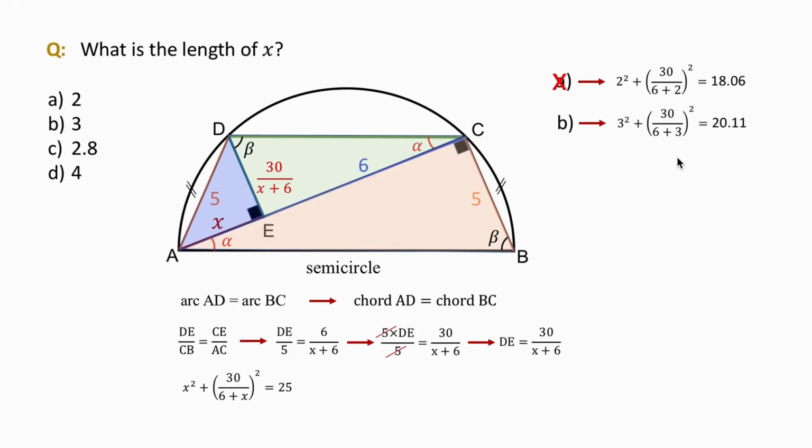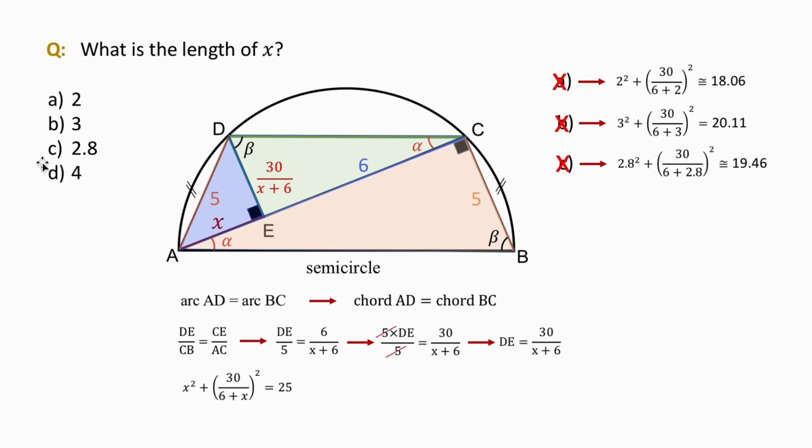If we choose x as 3, the left side becomes 20.11 instead of 25. So answer choice B is not acceptable either. Choice C also doesn't give the right value. It evaluates to about 19.46. So this option is incorrect as well.